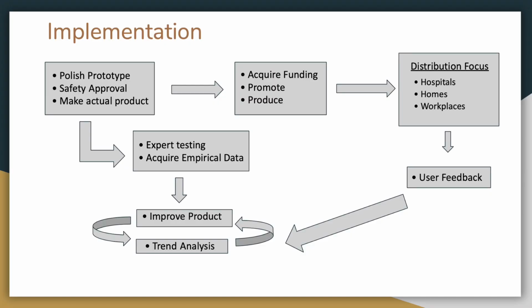Here's our implementation model. First, we will polish the prototype, with better UVC lamps, a better chamber, and integrating the Wi-Fi plug. We would then need to get whatever safety approval we need, then acquire funding to promote and mass produce our product, assuming we surveyed surrounding hospitals and got a resounding need for Sterile Laser. We would also take user feedback to analyze trends and examine closely how people are using Sterile Laser, so we can improve our product in those specific areas.